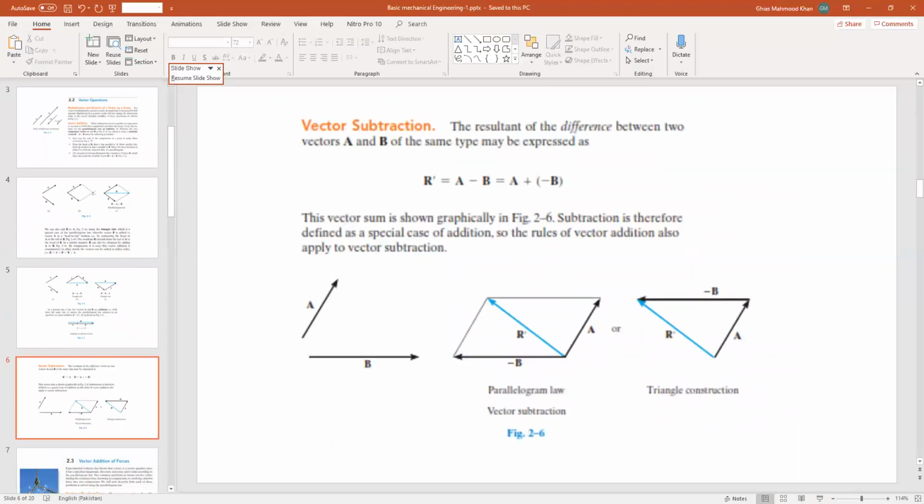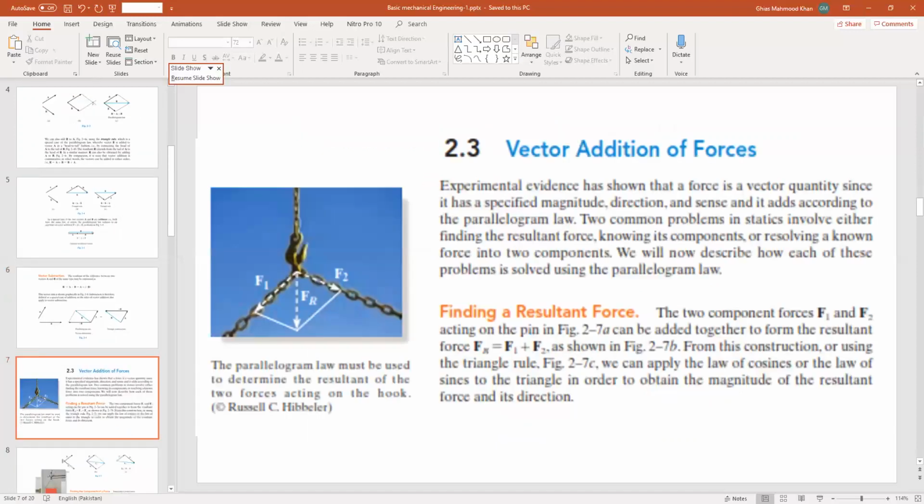Vector addition follows two different laws: the parallelogram law and the head and tail rule. For the parallelogram law, in this slide you can see two vectors A and B. If we extend these vectors, they join at some point, and then we make a parallelogram of those two vectors, and the diagonal of the parallelogram will be the resultant of the two vectors.